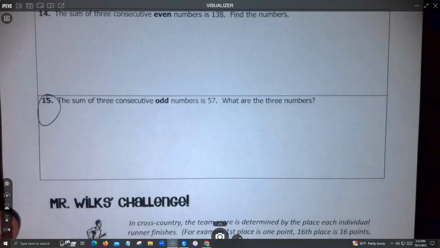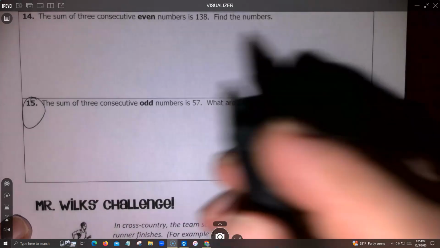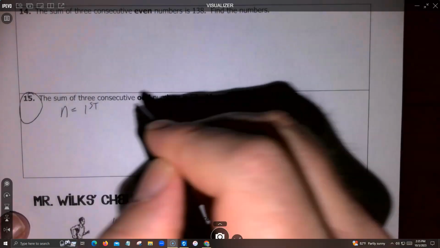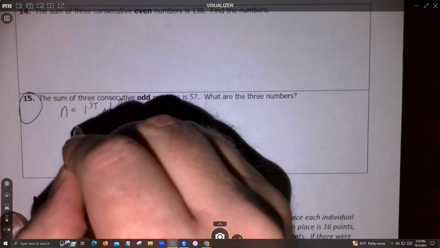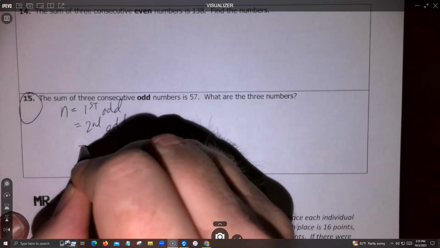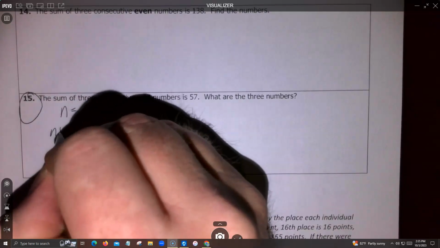All right, so we're going to do, on the back here, number 15. What do we do when we have 3 odd numbers? What are we going to do? All right, so here's the thought process. We've got to get 3 numbers now. So this is the first odd number. We've got to get to the second odd number. And then how are we going to get to the third odd number? Well, we already know what happens if we add 2. We'll get to the second odd number.